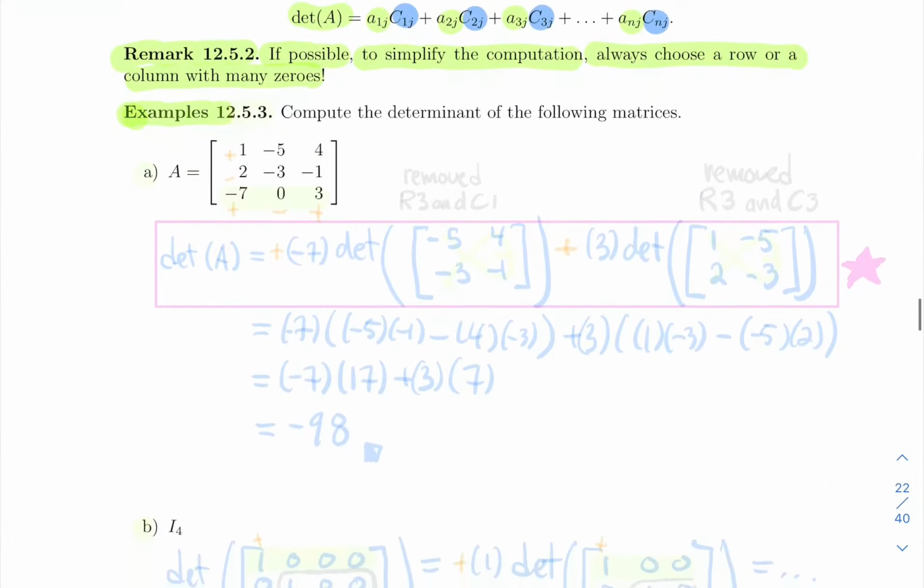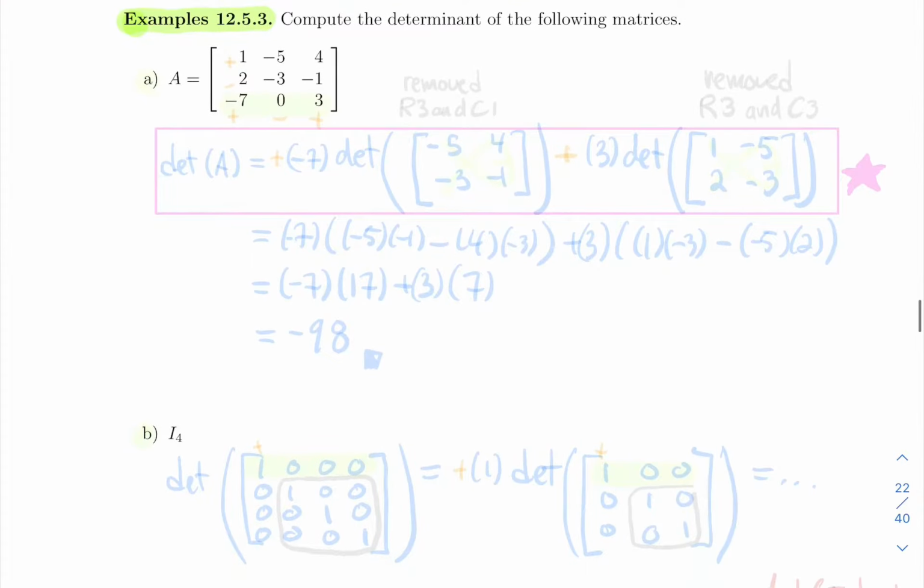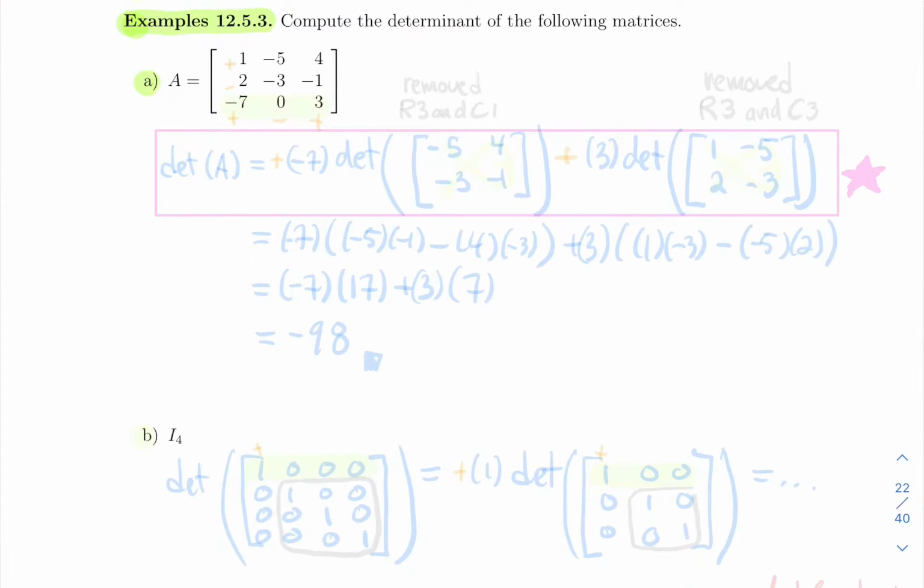So let's do some examples. For the first one, we have a 3x3 matrix. So the first thing you should do, and this remark is going to be used everywhere, is choose a row or a column with as many zeros as possible, if possible. So here I'm going to choose row 3 because I see there's a 0 there.